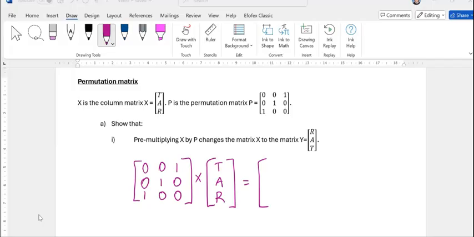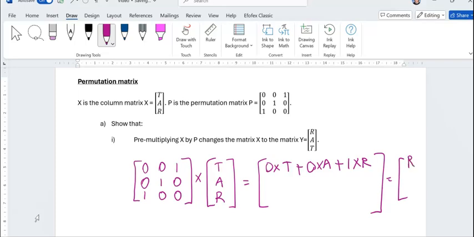If you look at the first row of matrix P, 0, 0, 1, and we're looking at that column matrix TAR, then knowing what we know about running and diving in matrix multiplication, we can figure out what that first element should be in the answer matrix by saying 0 times T plus 0 times A plus 1 times R. If we work that out, 0 times T is 0, 0 times A is also 0, 1 times R is R. So in our answer matrix, the first element will be R.